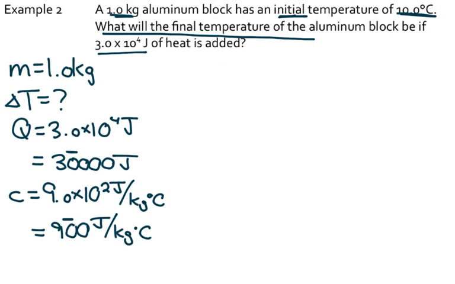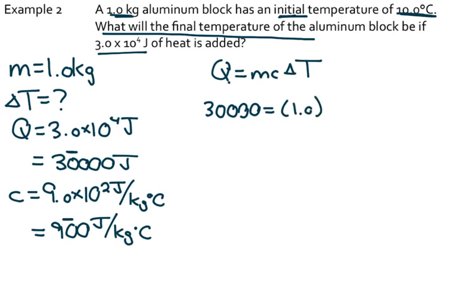Going over to the equation, Q equals mc delta T. It's going to look a little bit different this time because we have different information. Q, now we know it's 30,000. M is 1.0. C is 900. And delta T is what we don't know.